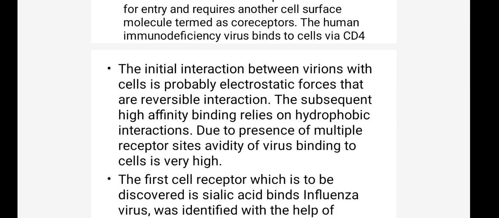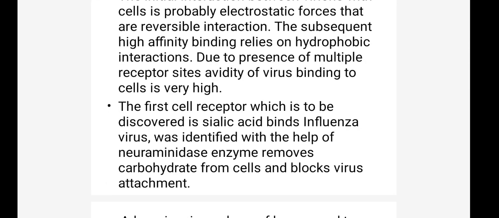The initial interaction between the virions and the cells is probably through electrostatic forces, which give a reversible interaction, meaning it is not permanent, it can reverse. The subsequent high affinity binding relies on hydrophobic interaction. When they first interact, it is electrostatic and reversible, but after some time, whenever they recognize each other properly, it becomes permanent, a hydrophobic interaction. Now, due to the presence of multiple receptor sites, the avidity of virus binding to the cells is very high.